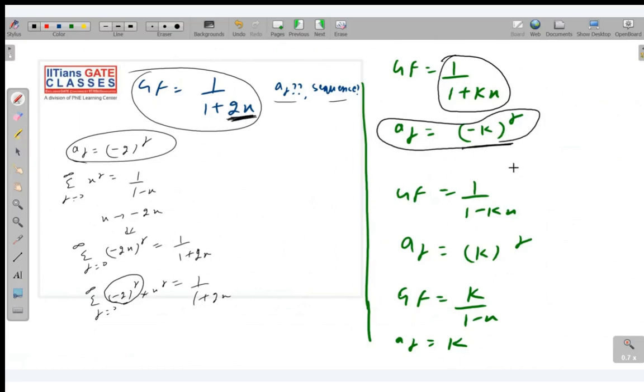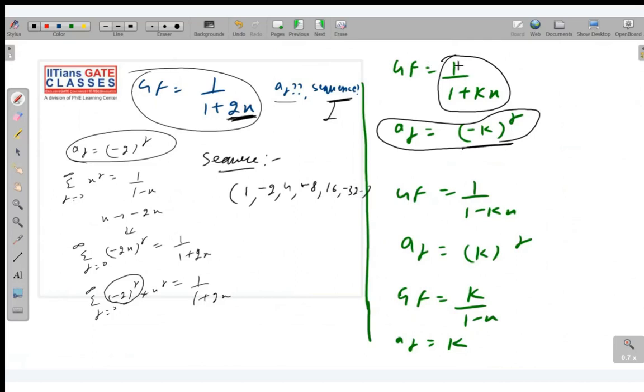Okay, let me write the sequence, sorry for that, I forgot it. When r is 0, it will be 1. When r is 1, then minus 2. When r is 2, it will be 4. When r is 3, it will be minus 8, and so on. Then 16, then minus 32. Odd power minus, even power plus. Yes, sir.